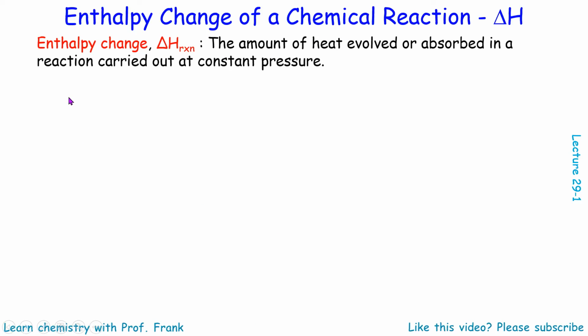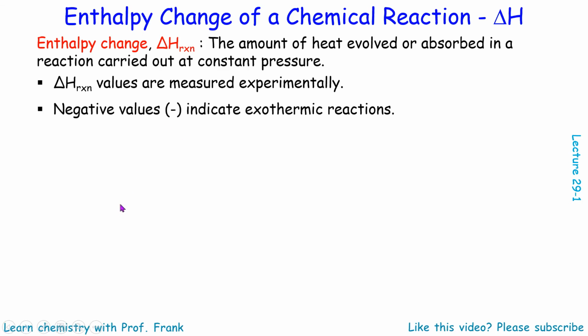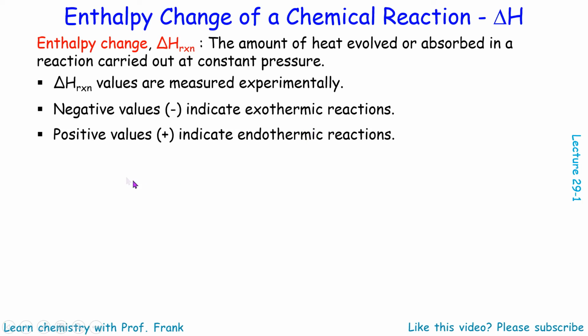Let's go over enthalpy change, delta H of reaction. That's simply the amount of heat involved in a chemical reaction under constant pressure conditions. And the delta H of reaction values are measured experimentally. Negative values mean exothermic reactions, giving off energy or heat. Positive values mean endothermic reactions, absorbing heat or receiving energy from the surroundings.